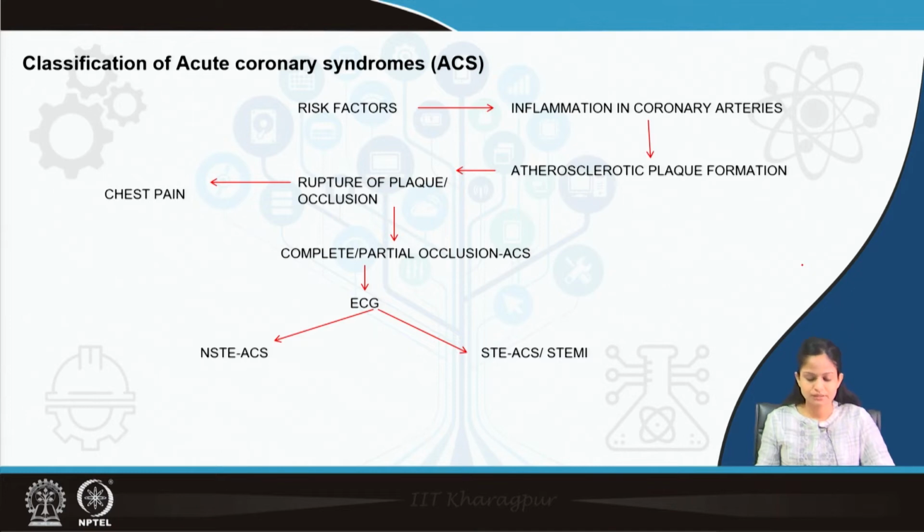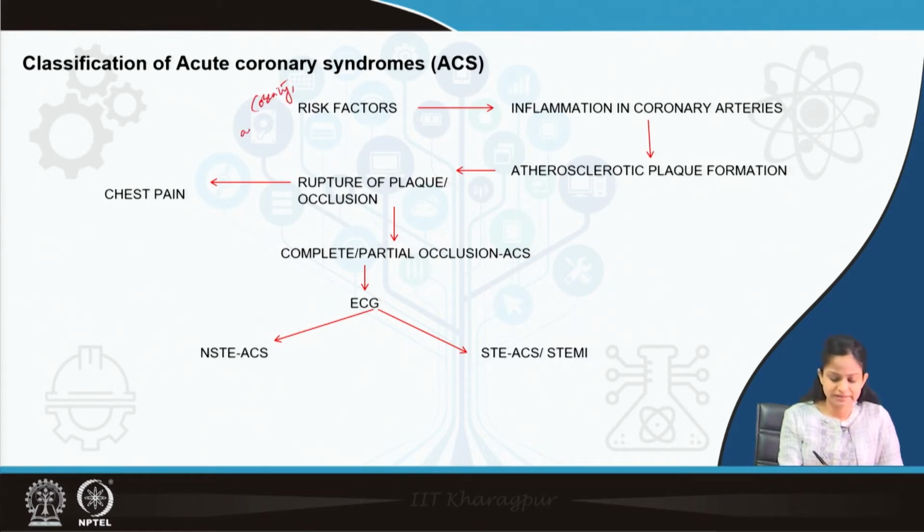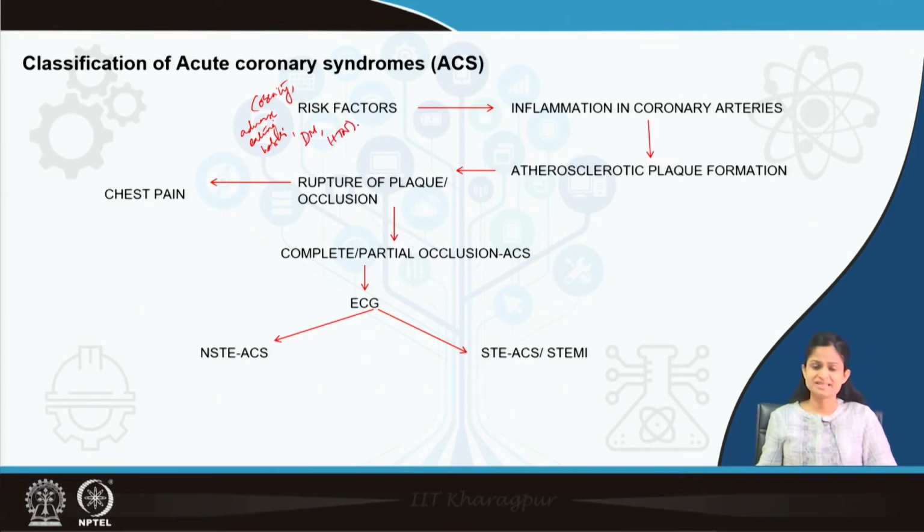coronary syndromes. Now, there can be several risk factors, for example, obesity, adverse eating habits like eating several junk foods. Then we have chronic illnesses like diabetes mellitus, hypertension, then dyslipidemia, increased level of cholesterol, lack of physical activity, stress, anxiety, and of course aging. So, there are various risk factors which usually give rise to inflammation in the coronary arteries.